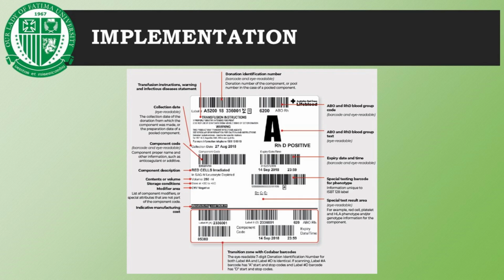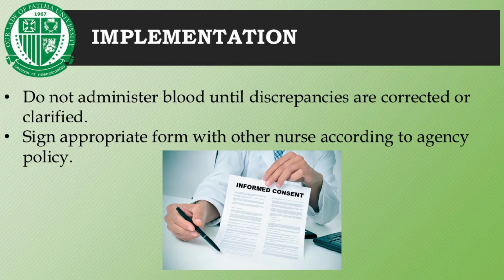This image is a detailed guide to interpreting the labeling on blood product packaging, specifically a unit of donated red blood cells. The label includes essential information to ensure proper identification, safety, and handling of the blood product. Remember, do not administer blood until discrepancies are corrected or clarified. Sign the appropriate form with another nurse according to agency policy.